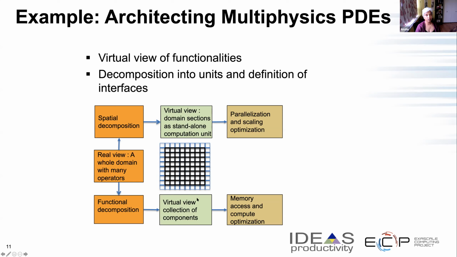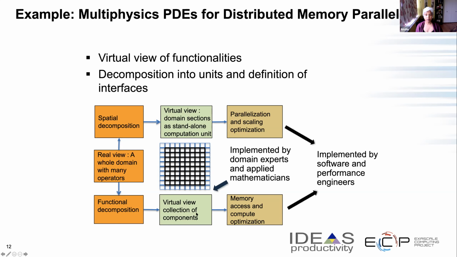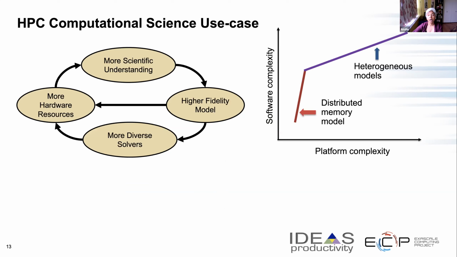And so now we have separated the concerns here. In the distributed memory parallel view, if we were implementing this, then the separation of concerns would be that parallelization and scaling optimization would be happening in this virtual view, whereas the memory access and compute optimization will be happening in this virtual view of the collection of components. So here, this is implemented by domain experts and applied mathematicians, and these parts are then implemented by software and performance engineers.